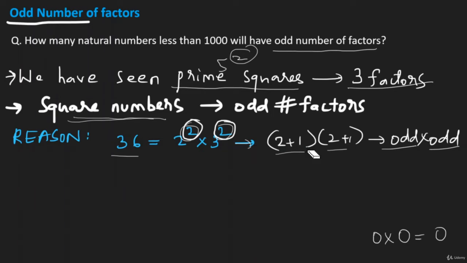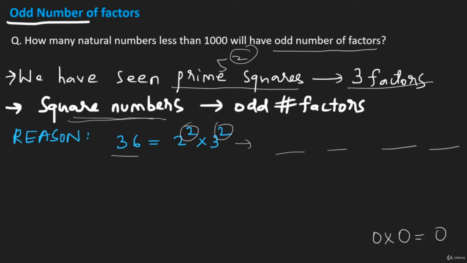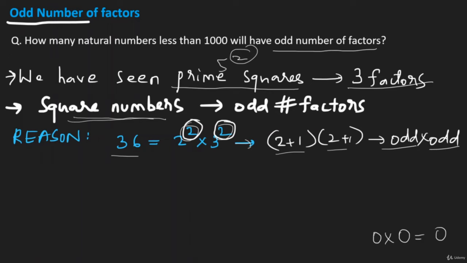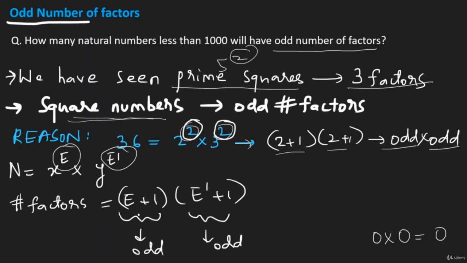Now this was a specific example. Let me write it in a generic manner. Any square number will be of the form n is equal to x to the power e into y to the power e', where I've just taken two prime numbers x and y. In this case it could be 3 or 4 or any number, but the point is these powers will be even.